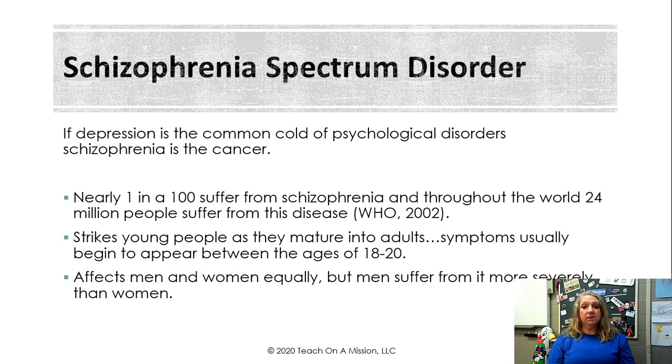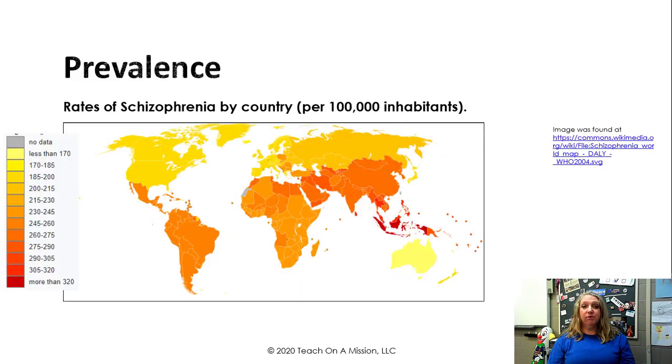It strikes young people as they mature into adults. Symptoms usually begin to appear between the ages of 18 and 20, and it affects men and women equally, but men suffer from it more severely than women. Here's a map that shows the prevalence, the rates of schizophrenia by country per 100,000 inhabitants. Notice it's in every country.